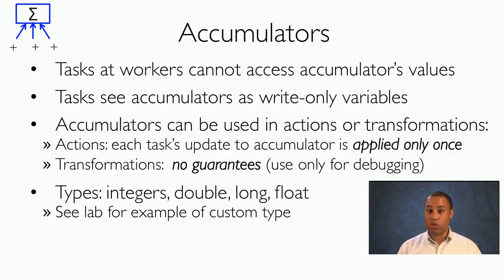Now, tasks at workers cannot access an accumulator's values. Tasks see accumulators as write-only variables. And accumulators can be used in actions or in transformations. In an action, each task's update to the accumulator is guaranteed by Spark to only be applied once. When you perform transformations, there's no guarantee, because a transformation might have to be run multiple times if there are slow nodes or a node fails. So you should only use accumulators for debugging purposes when you have transformations.